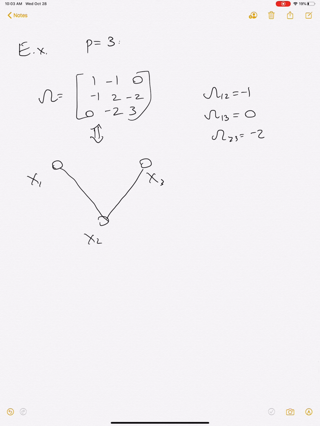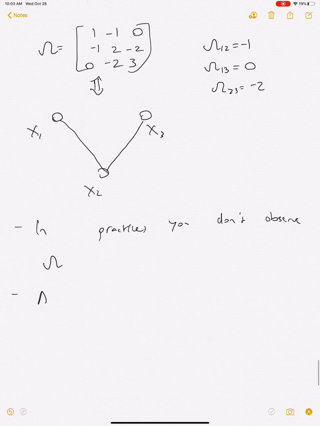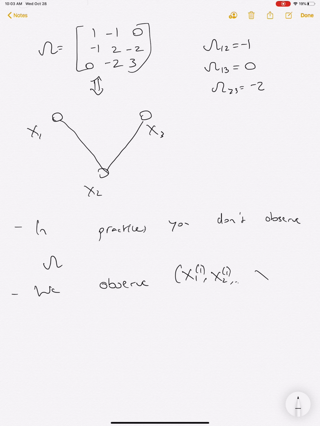Okay, so that's really cool in theory, but in practice, you don't observe omega. All that we observe is x1i, x2i up to xpi.